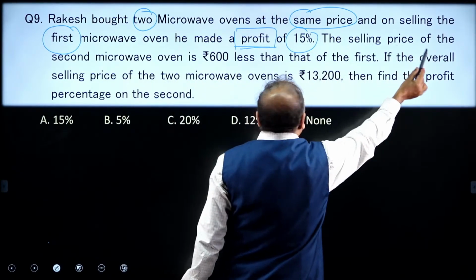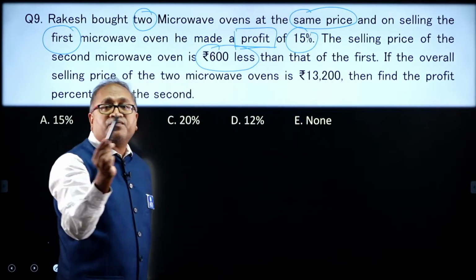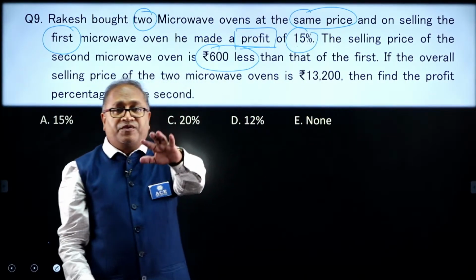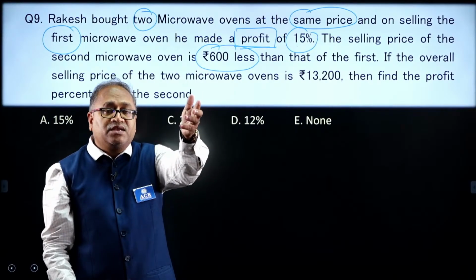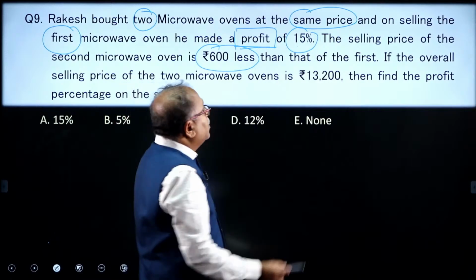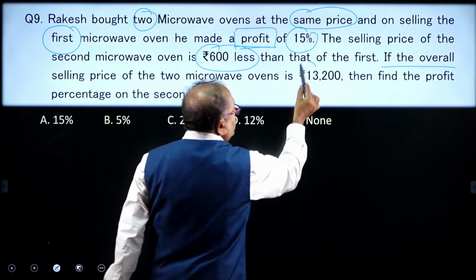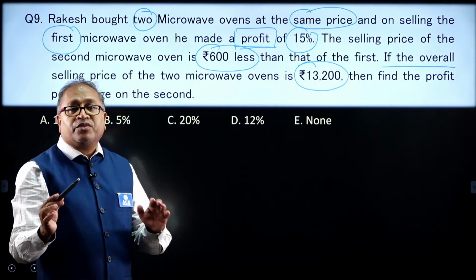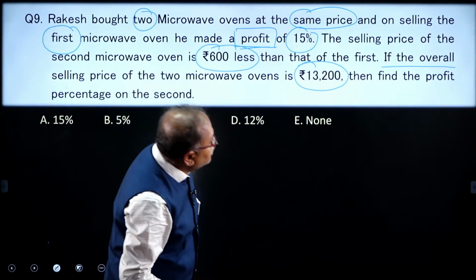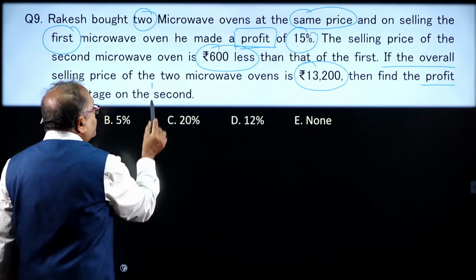The selling price of the second micro oven is 600 less than that of the first one. In the first one he makes a profit of 15% and the selling price of the second one is 600 less than the selling price of the first one. Okay. If the overall selling price of 2 micro ovens is 13,200, selling price 1 plus selling price 2, 13,200, then find the profit percentage on the second one.